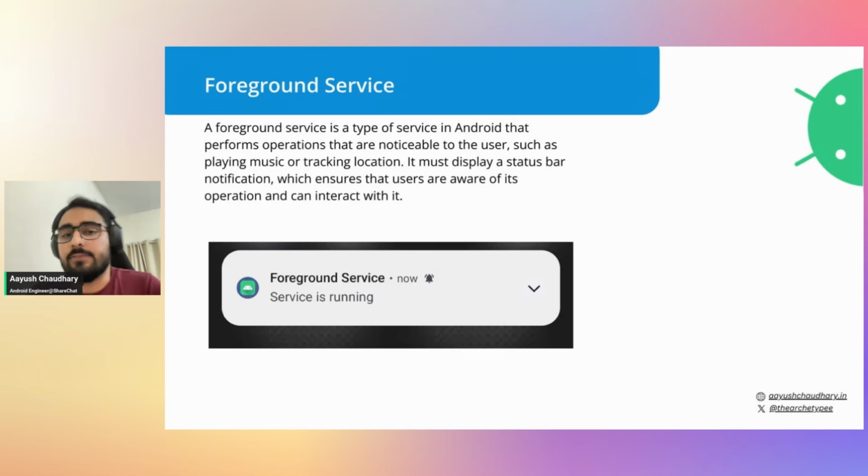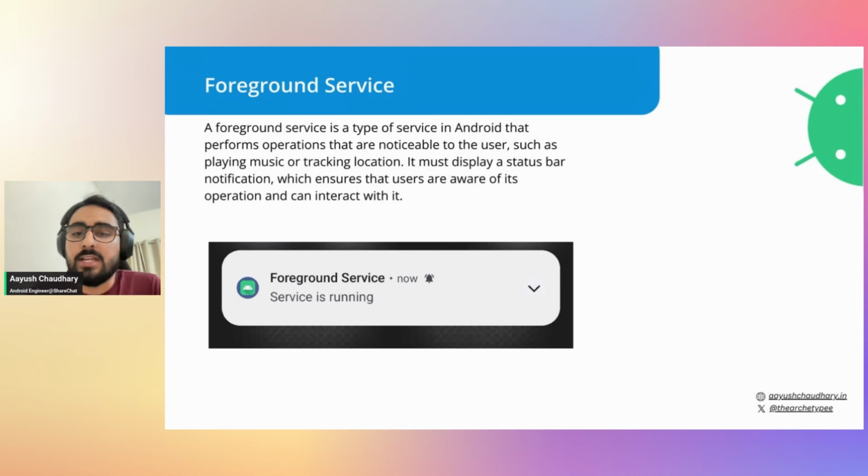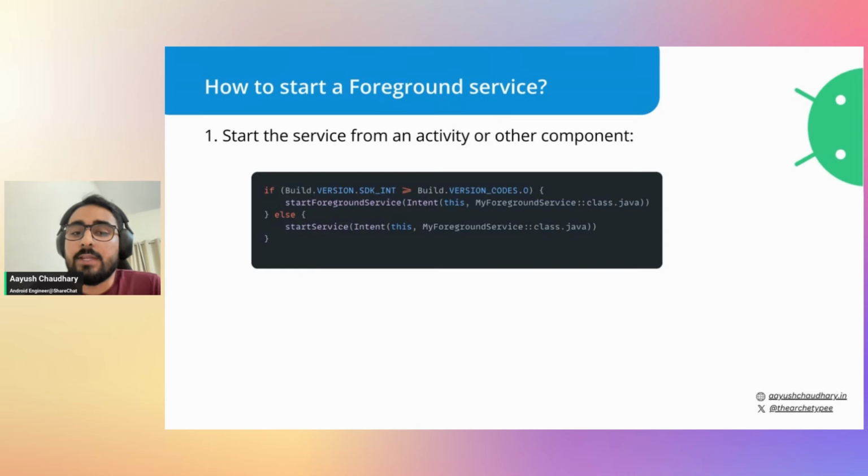Let's talk about foreground service. Foreground service is an extension of service, which can run indefinitely if it is not stopped by the system or by the user itself. But I don't recommend running it indefinitely. How to start a foreground service? You can start a foreground service from the OG startService method. But starting from API level 26, there is another method, startForegroundService, to specially create a foreground service.